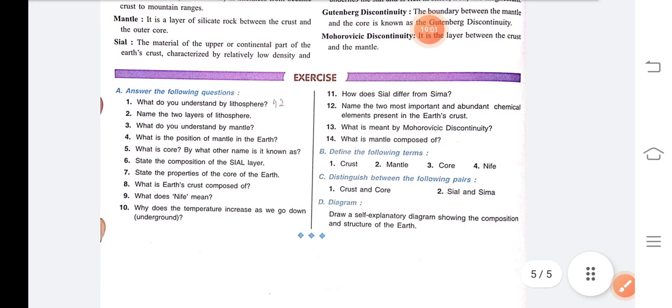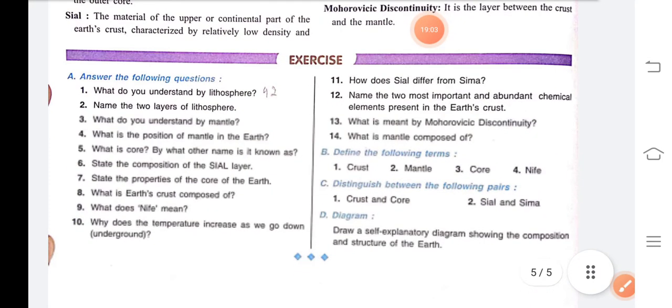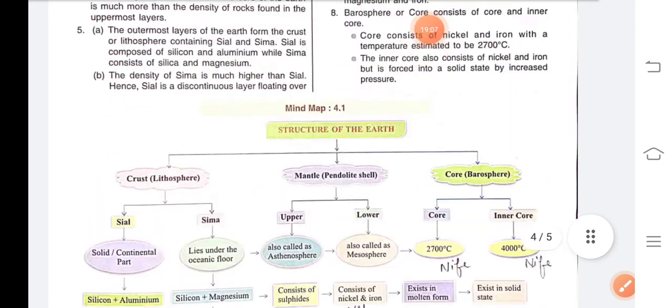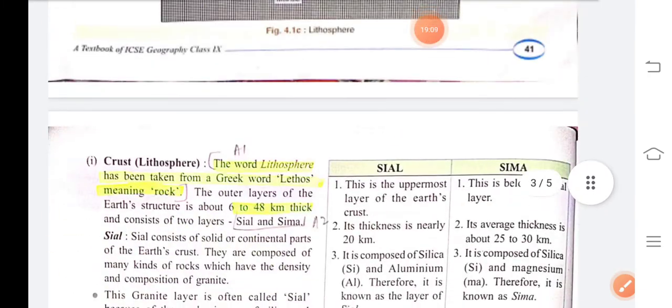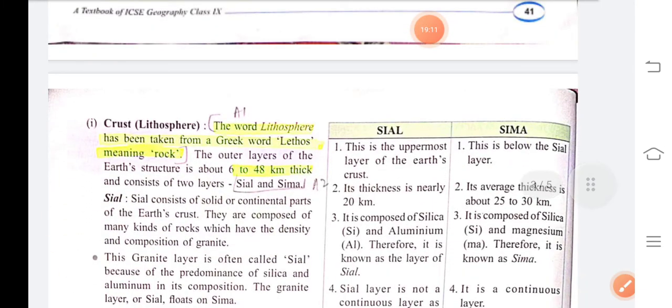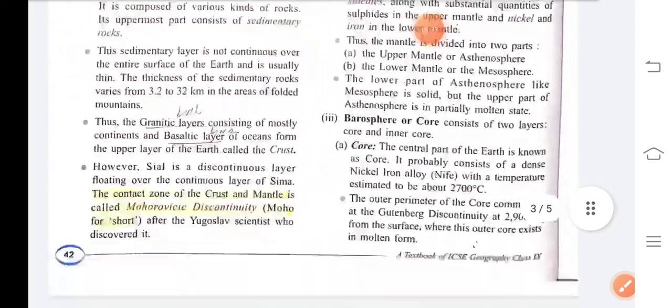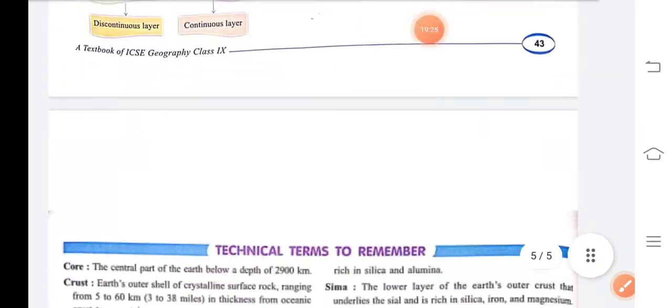So here, what do you mean by lithosphere? At page number 42, you see here. The word lithosphere has been taken from the Greek word lithos, meaning rock. You can write this also, that there are three realms of the earth. Lithosphere is one of the parts, and lithosphere is the land part. Okay, this you can write quite easily.